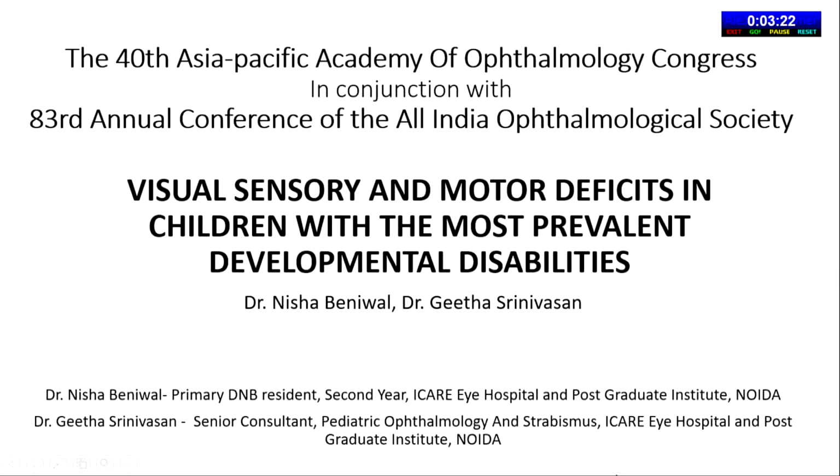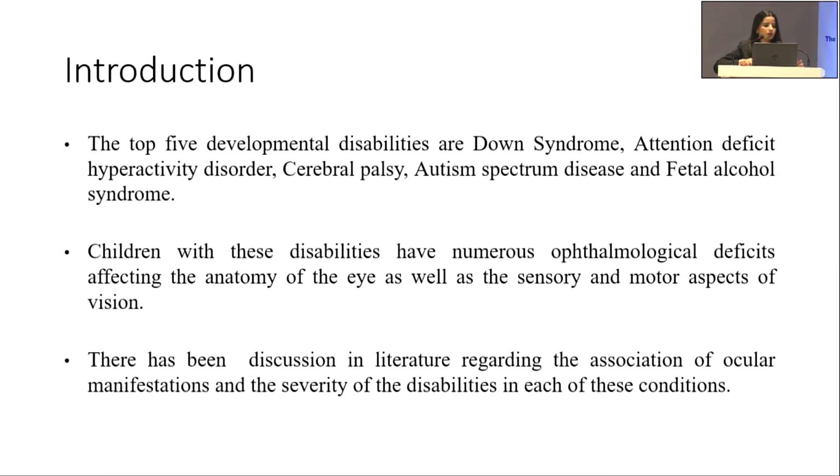Good evening, everyone. I'll be presenting the topic: visual, sensory, and motor deficits in children with the most prevalent developmental disabilities. The top five developmental disabilities are Down syndrome, ADHD, cerebral palsy, ASD, and fetal alcohol syndrome. Children with these disabilities have numerous ophthalmological deficits affecting the anatomy of the eye as well as the sensory and motor aspects of vision. There has been discussion in the literature regarding the association of ocular manifestations and the severity of the disabilities in each of these conditions.